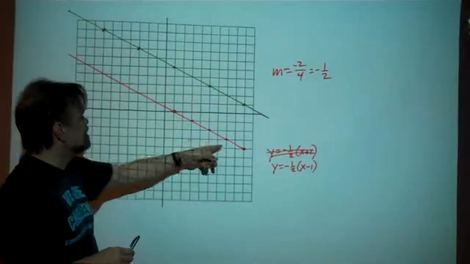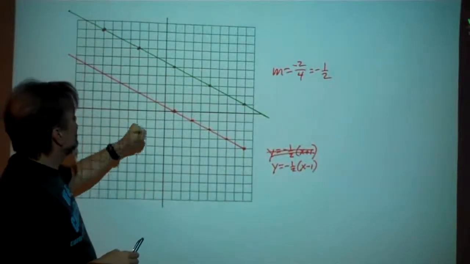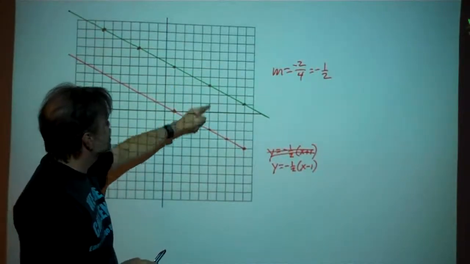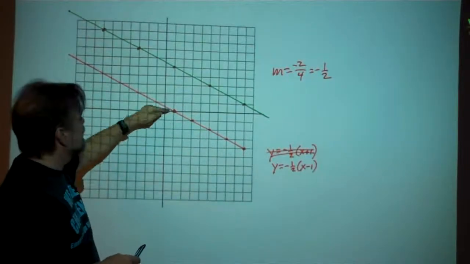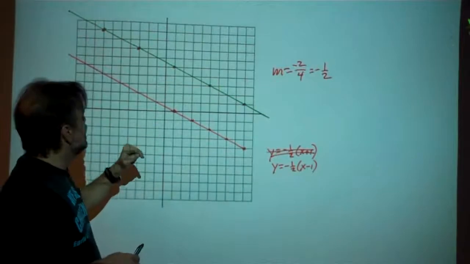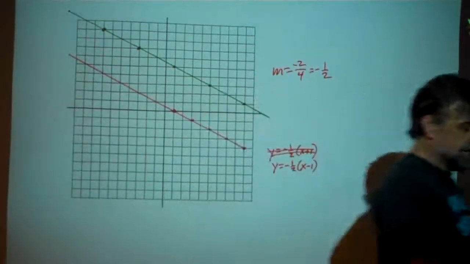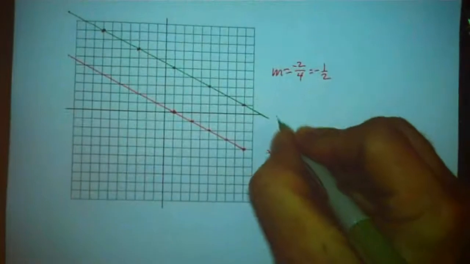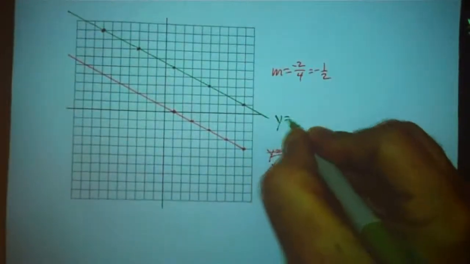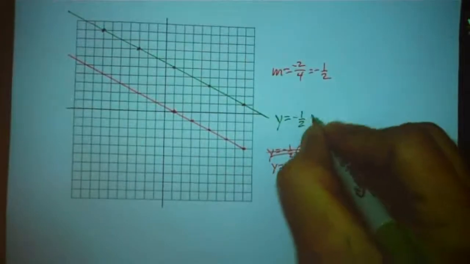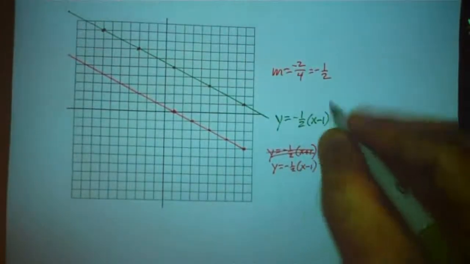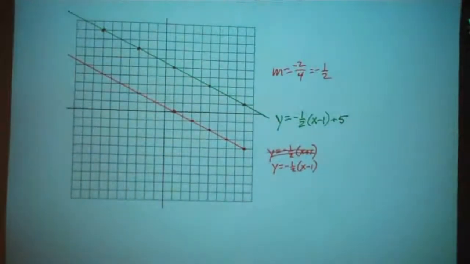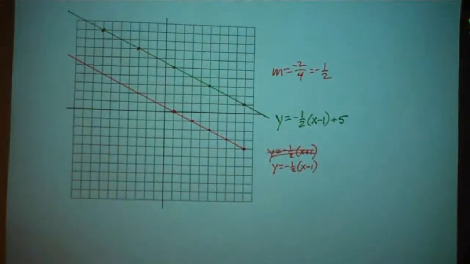And so to go from this line and convert it to this line, this point would be turning into this point, and this point into this point, and this point into this point. So really all I would have to do is add 1, 2, 3, 4, 5 to each y-coordinate. So I would take this formula, y equals negative 1/2 times x minus 1, and I'm just going to add 1, 2, 3, 4, 5, plus 5. As it turns out, that works. That works really, really well.